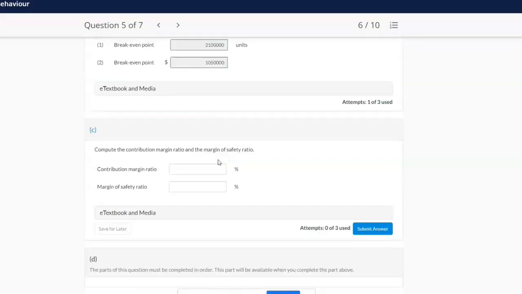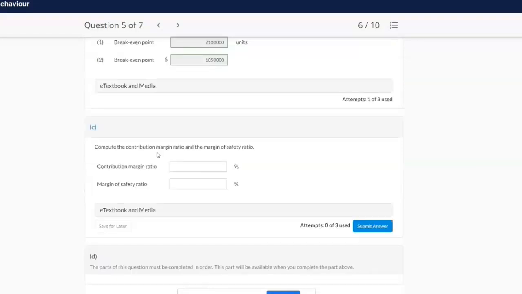Compute the contribution margin ratio and the margin of safety ratio. Okay, forget the margin of safety. We haven't gotten that far. That's next class. You got the contribution margin ratio 0.25. It says it's got the percentage there, so you don't do 0.25, you do 25. Submit. You're going to be wrong, but that's okay. We'll move on.